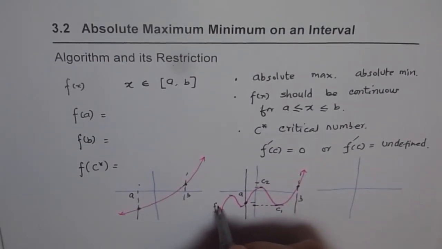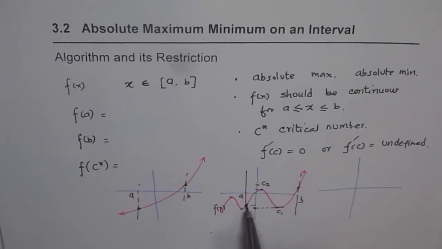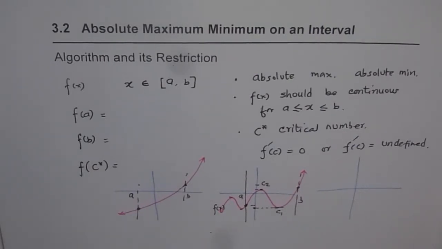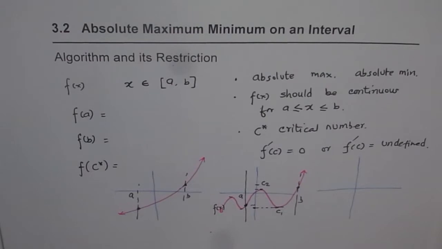But in any case, if we try to find the values of the function f of x, this is my function f of x, bounded between A and B, at A, B, C1 and C2, then we can see just by comparing the values, right? Which one is maximum, which one is minimum. I should not say magnitude, I should say the value, because the negative value will be the least, right? So that is how we can find absolute maximum and minimum.